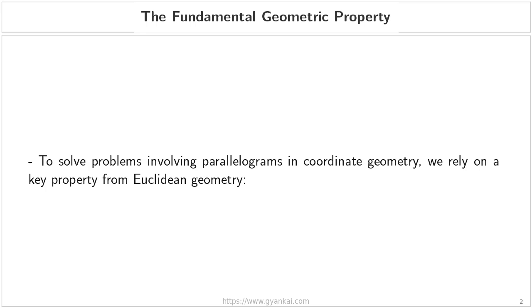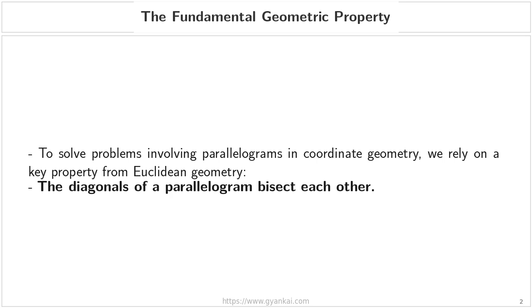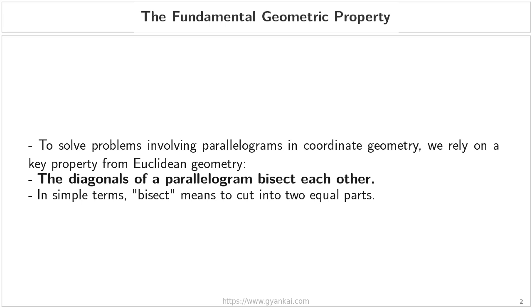The fundamental geometric property. Now that we've reviewed how to use the midpoint formula and the section formula from our previous lesson, let's see how we can actually apply those tools to geometry. On this slide, we are looking at the fundamental geometric property that serves as our secret weapon for solving parallelogram problems. When we are working in coordinate geometry, we rely on a key principle from Euclidean geometry. The diagonals of a parallelogram bisect each other. Now, if that term bisect sounds a bit technical, don't worry. In simple terms, to bisect something just means to cut it into two exactly equal parts.